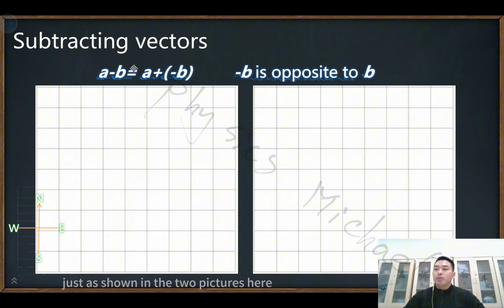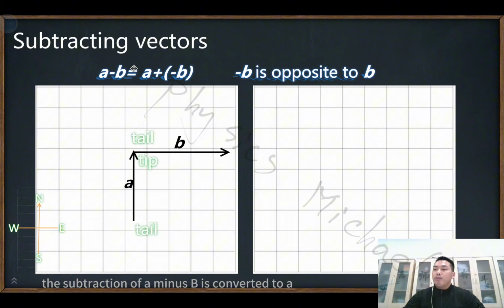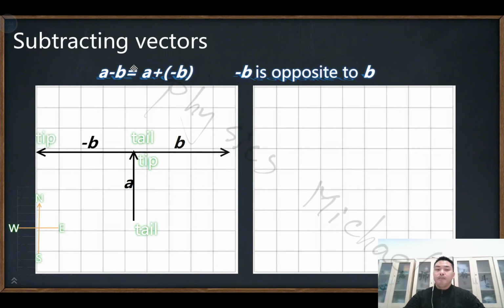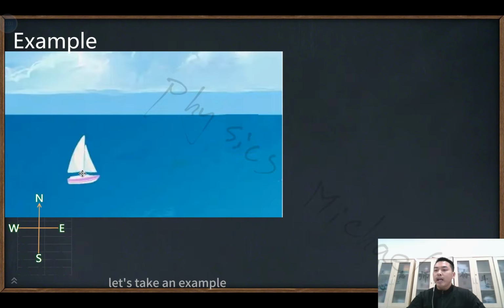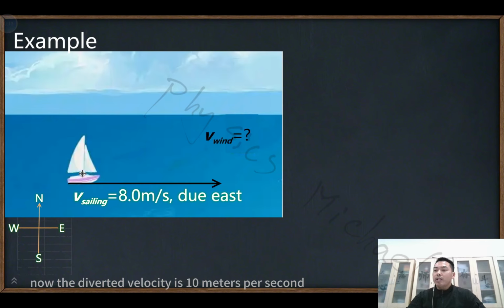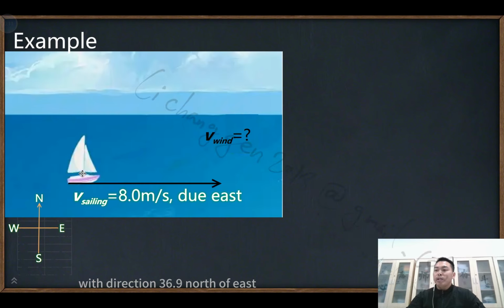Just as shown in the two pictures here, the subtraction of a minus b is converted to a plus negative b. Let's take an example. Imagine that a ship is sailing 8 meters per second due east, but a sudden gust of strong wind causes it to be diverted to another direction. Now the diverted velocity is 10 meters per second, with direction 36.9 degrees north of east.